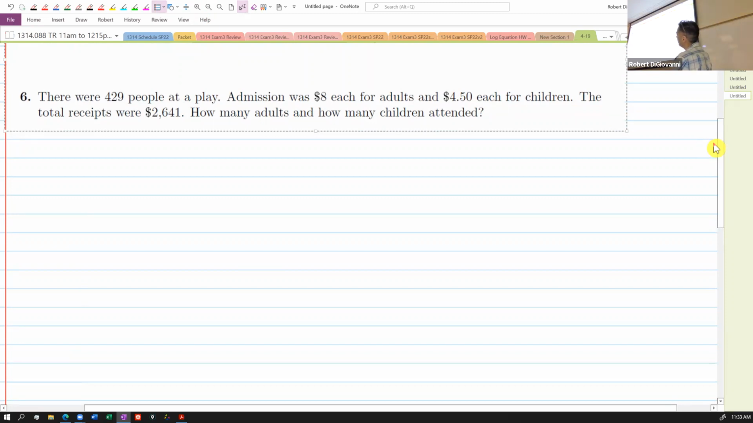There were 429 people at a play. Admission was $8 each for adults and $4.50 for children. The total receipts were $2,641. How many adults were there and how many children were there?